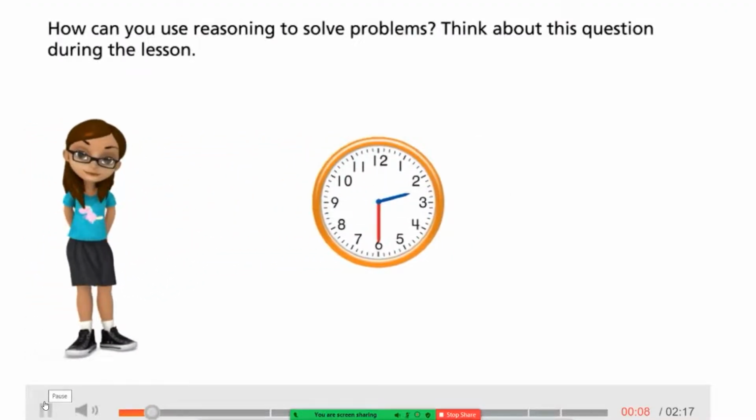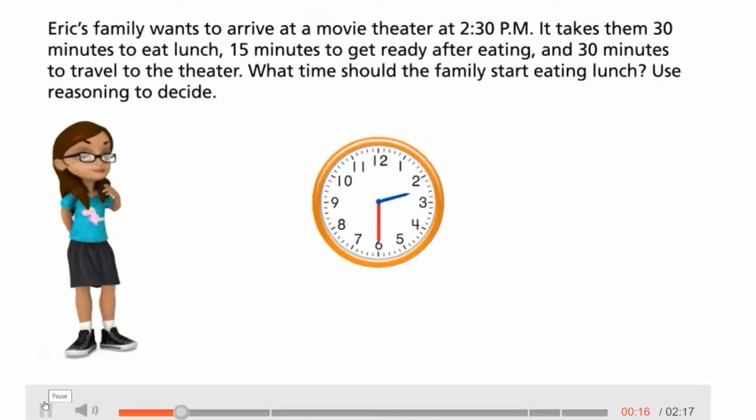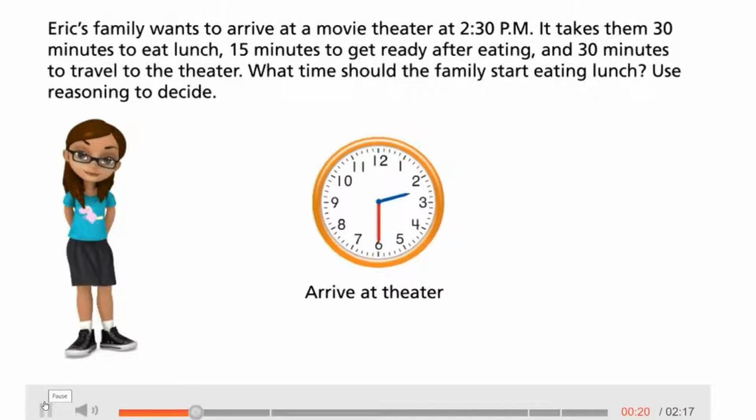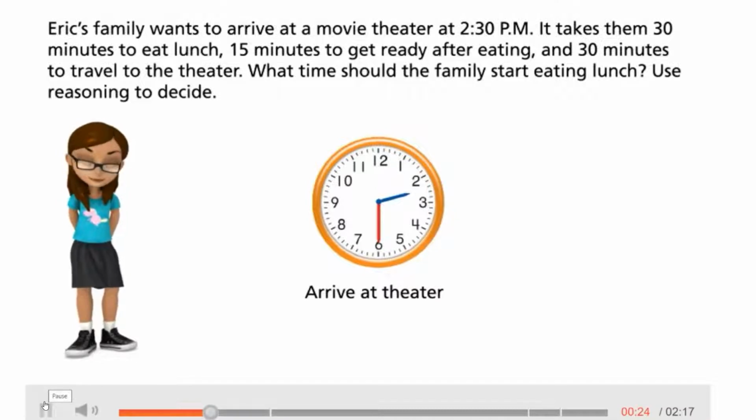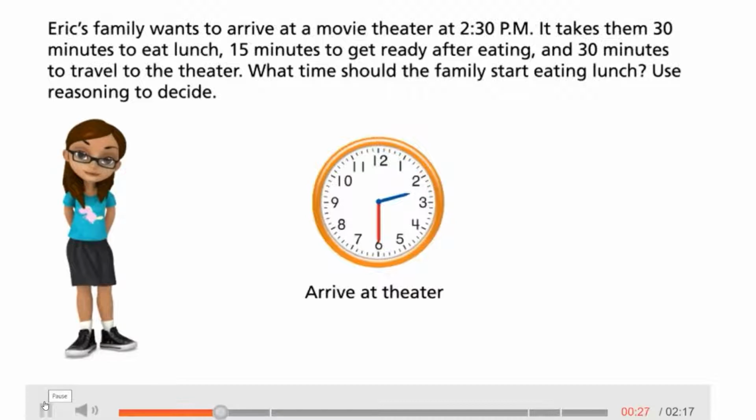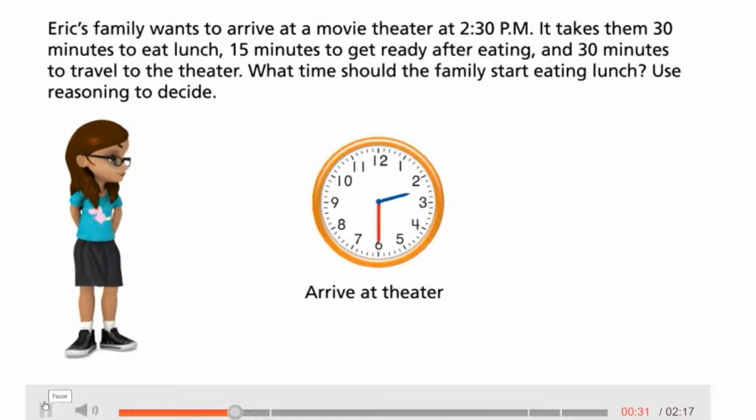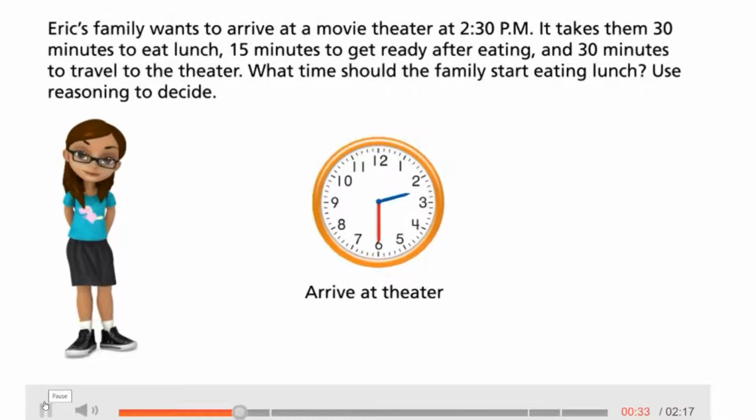How can you use reasoning to solve problems? Think about this question during the lesson. Eric's family wants to arrive at a movie theater at 2:30 p.m. It takes them 30 minutes to eat lunch, 15 minutes to get ready after eating, and 30 minutes to travel to the theater. What time should the family start eating lunch? Use reasoning to decide.